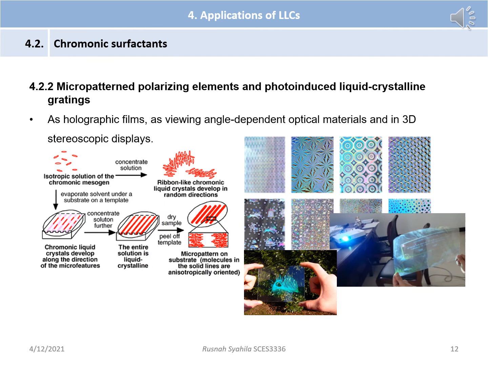The second application is micro-patterned polarizing elements and photo-induced liquid crystalline gratings. This is used as holographic films, as viewing angle-dependent optical materials, and in 3D stereoscopic displays. Without the substrate, ribbon-like chromonic liquid crystals develop in random directions. The solution of chromonic mesogen is placed on the microfeatured substrate and the solvent is left to evaporate. The chromonic liquid crystals develop along the direction of the substrate. When the solvent has evaporated and the microfeatured substrate is dried, it can be peeled off. The micropattern can then be collected.